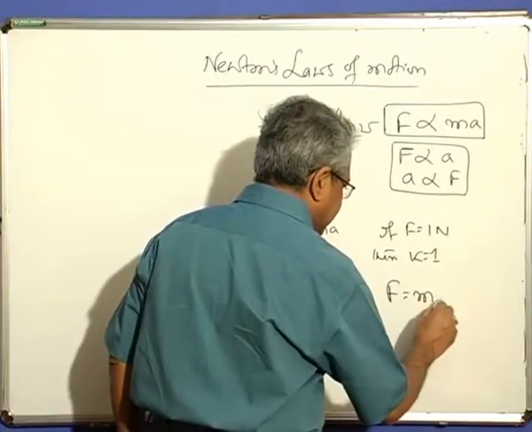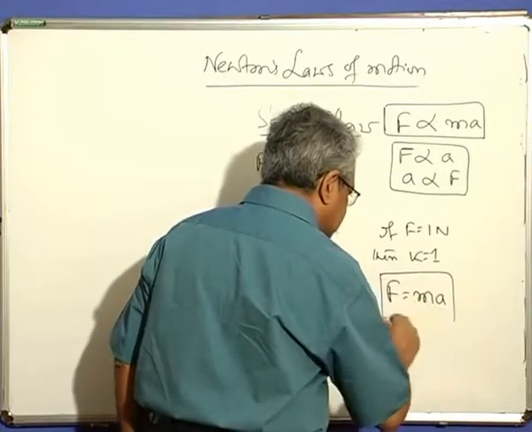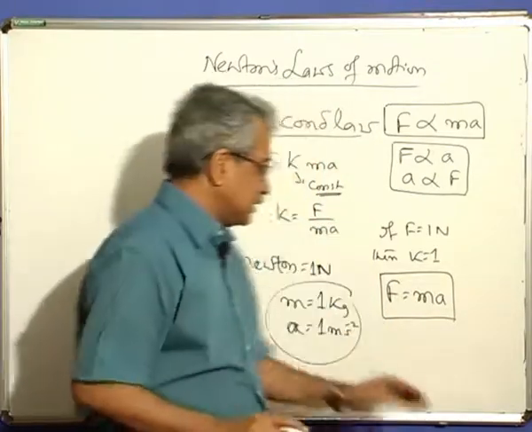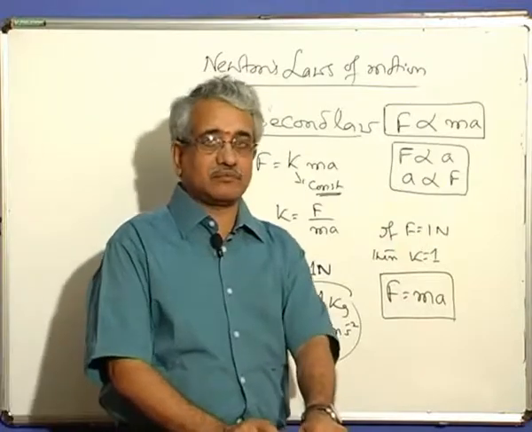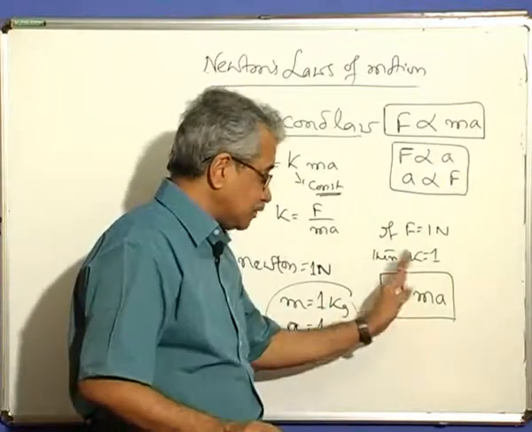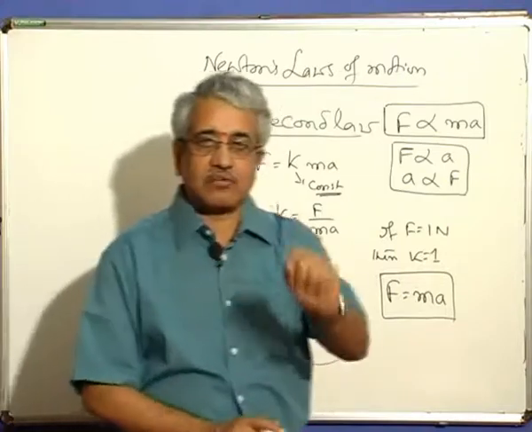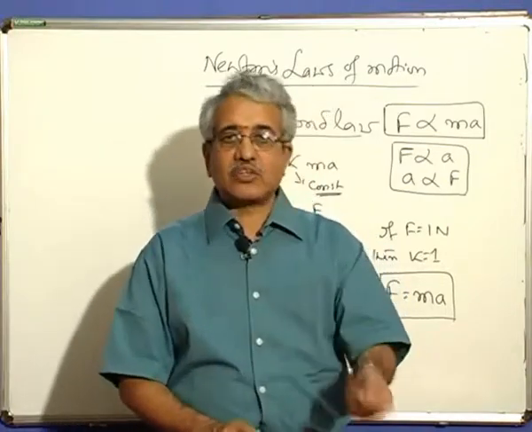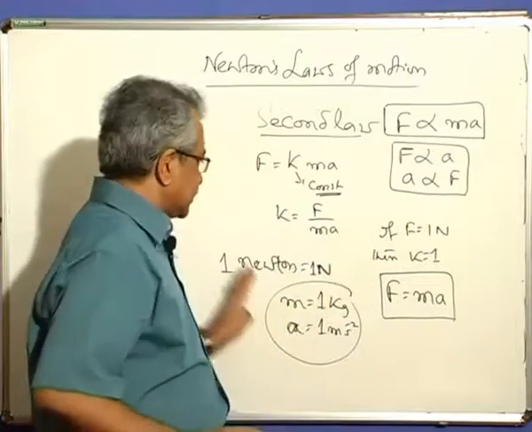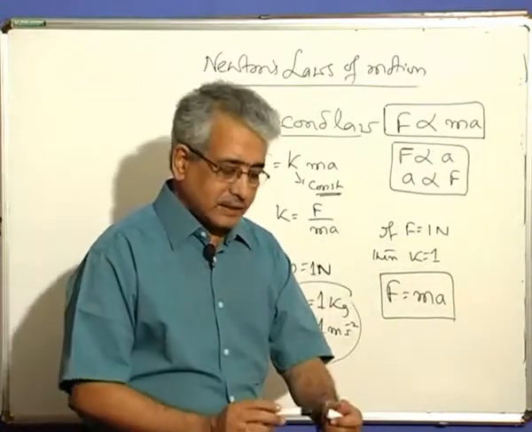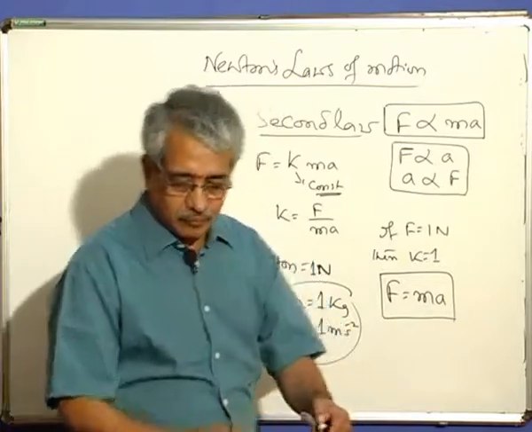If the definition of the Newton changes, if the force unit is something else, then it won't be F is equal to ma, it will be different. K will be there, with some value. Since we are defining a new unit for the measurement of force itself, it is conveniently defined as a Newton, such that the equation becomes F is equal to ma. That is what you have to understand here in the unit.